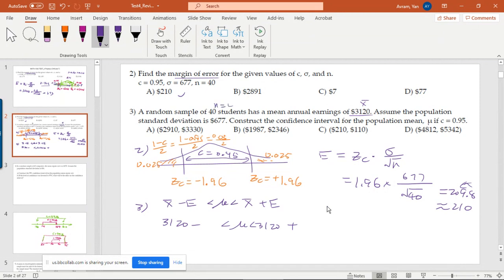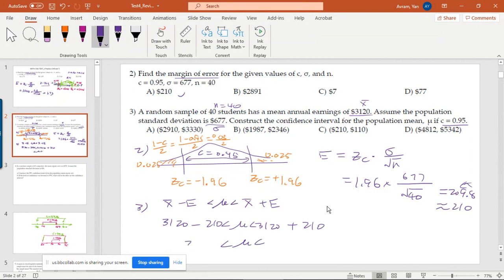N is 40, right? And then we have C is 0.95, and the standard deviation sigma is 677. So this one is just a continuation from the last question. Since I already found E, which is 210, I just need to minus and plus 210 here.